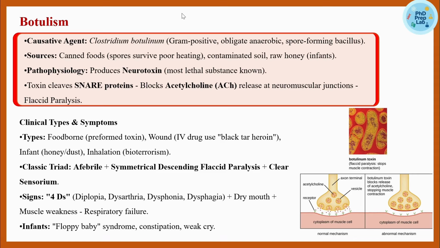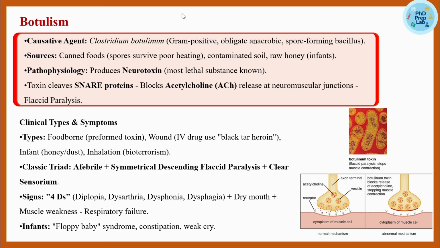There are certain symptoms of this, which include the classical 4 Ds of botulism. Diplopia, which is double vision due to paralysis of ocular muscles. Then you get dysphagia, which is difficulty in swallowing. Then you get dysarthria as well, which is difficulty in speaking due to weakness of the tongue and facial muscles.